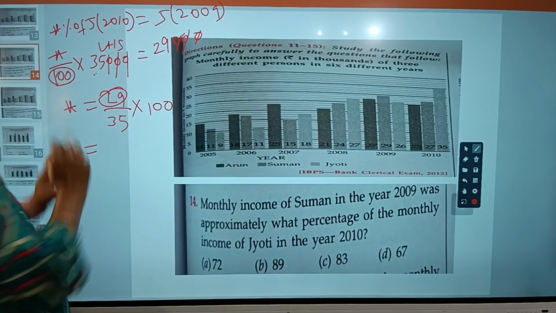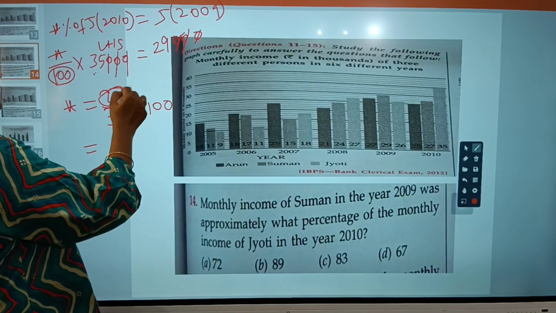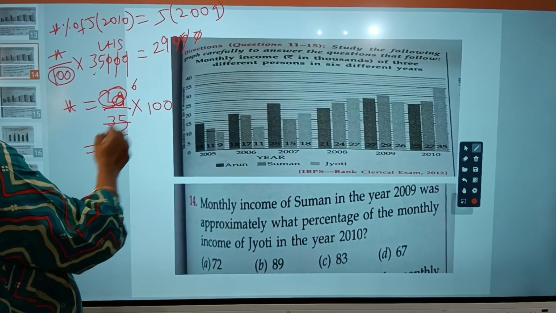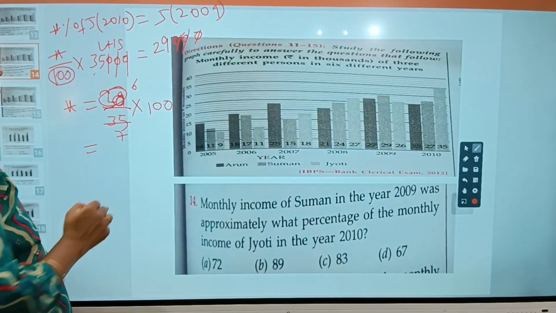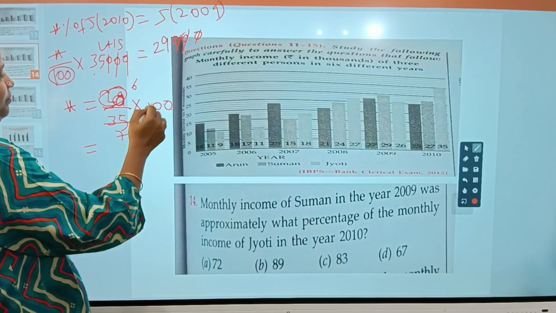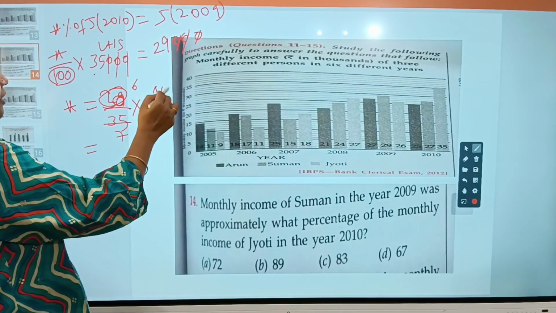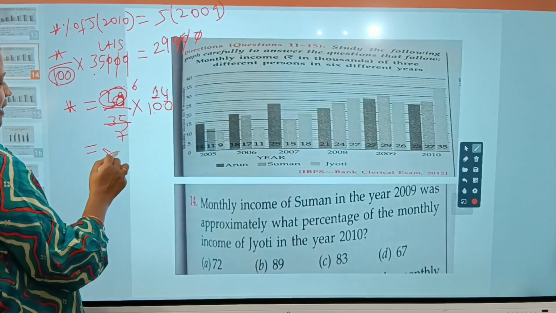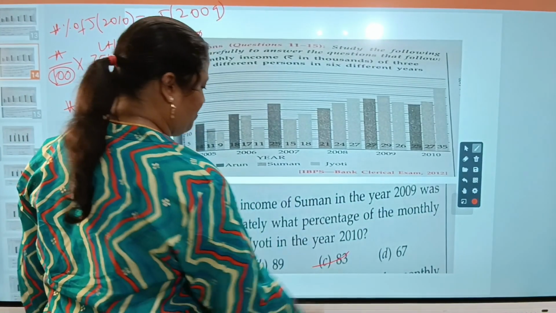29 we can't make out, approximately I will take 30. So 5 6s are 30, 5 7s are 35. In the 7 table we have to calculate 100. 7 10s are 70. 5 times, so 14. 14 6s are 84. Again we have to make it 84. So the percentage is approximately 83%.